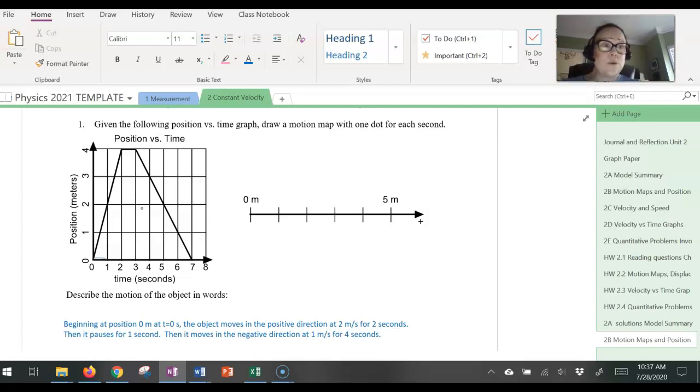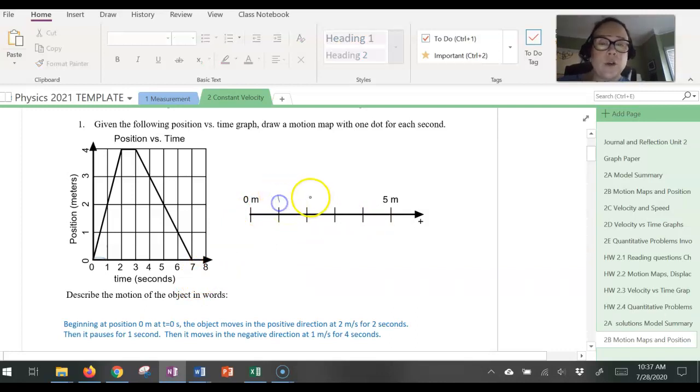Okay, but now let's do a motion map. So in the motion map, the axis here is showing me position. And so right now it's labeled with position, and I'll just add a few more of the scale markings. There we go. So it's labeled from 0 to 5 meters. And now I'm going to start putting in the position dots that show where the object is at each second. So at time 0, the object is at position 0. So I put a dot above the 0 meters, and that first dot is for time 0.